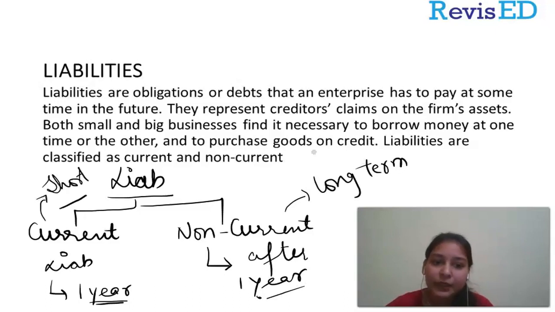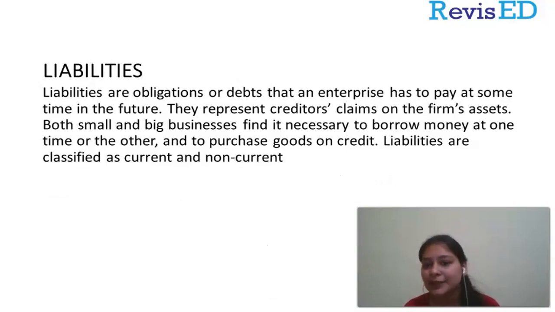Okay, so again the bifurcation of short-term and long-term would be like long-term loan, short-term loan. That depends on for how much period you have taken that loan or liability, of course. So in the same way we can bifurcate it as current liability and non-current liability. Okay, so this is all about liabilities.